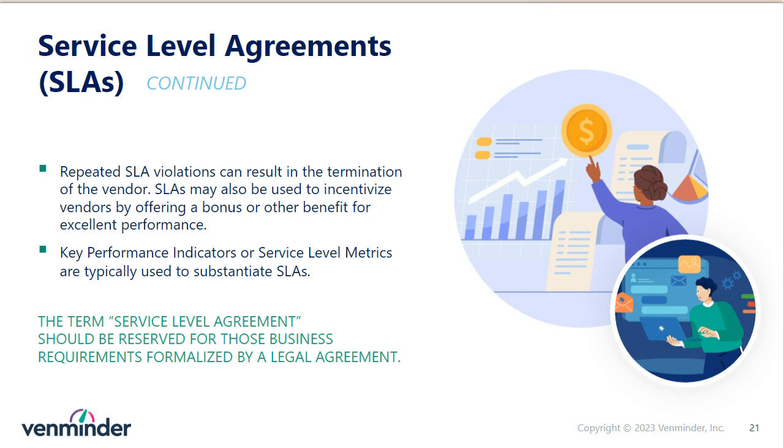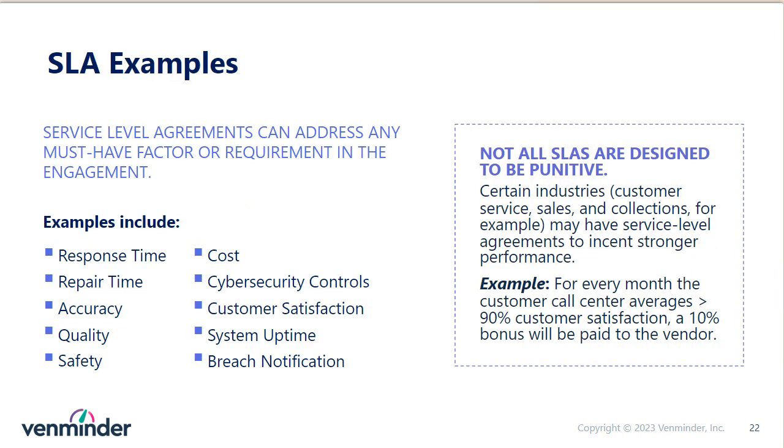Now, what are some things we might put SLAs around? Here are some examples. We might have response time or accuracy, safety, customer satisfaction, and breach notifications. Again, SLAs are contracted levels of service or performance that represent those must-haves in the relationship. But it's also important to note that not all SLAs have punitive consequences.